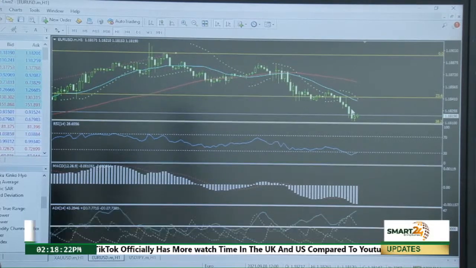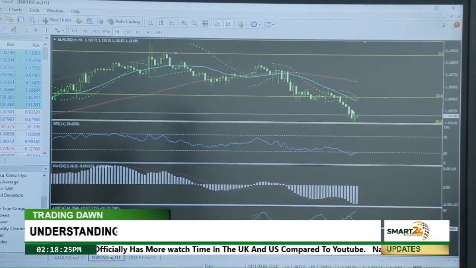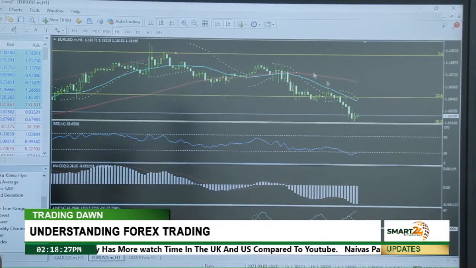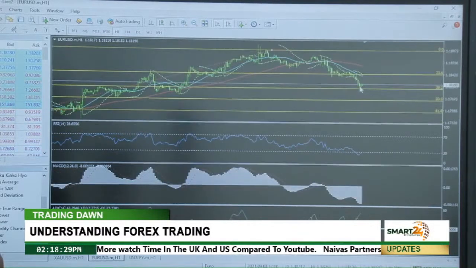Maybe it will tap there later on today. Yeah, so basically, that's where the Euro USD is. So these are take profit areas if you're already in a trend.